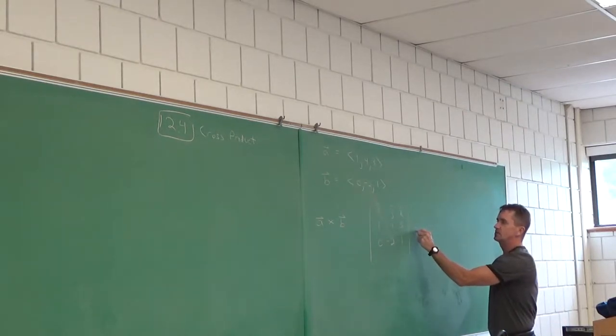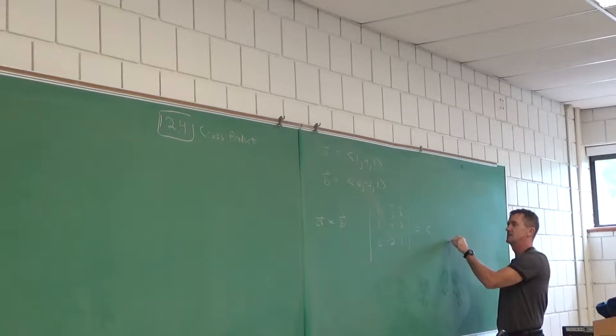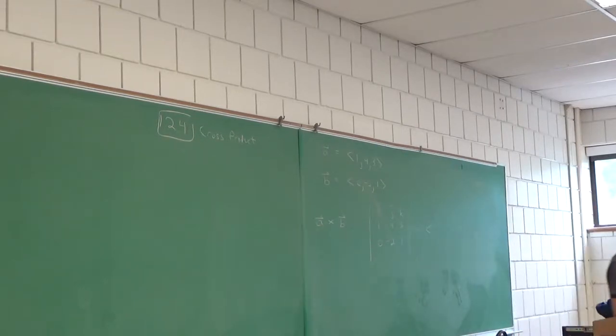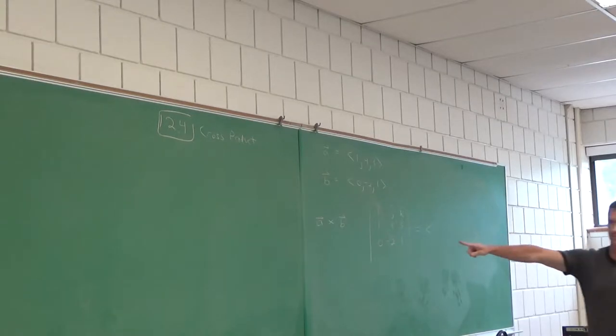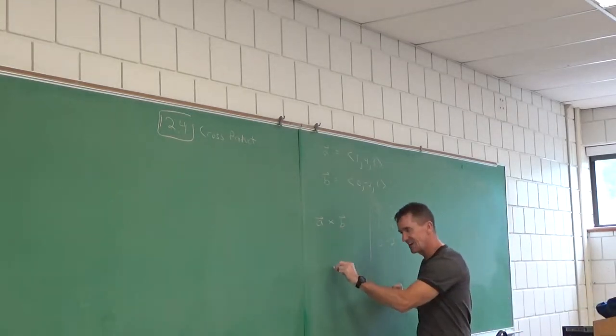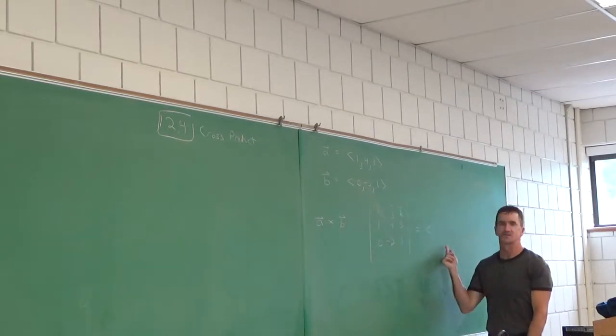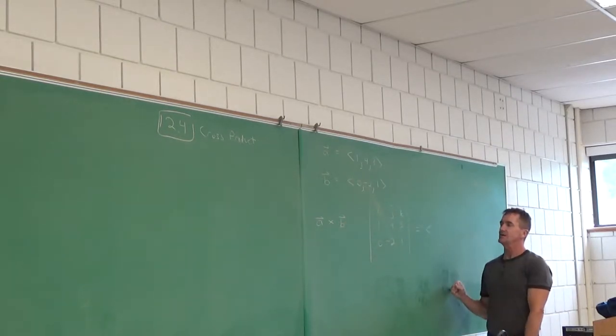So I'm going to put an equal sign here and leave these three slots open for our cross product. The cross product of two vectors, and we make that cross. It's just like an X. It's a cross. The cross product of two vectors is a vector. So how do you do this?